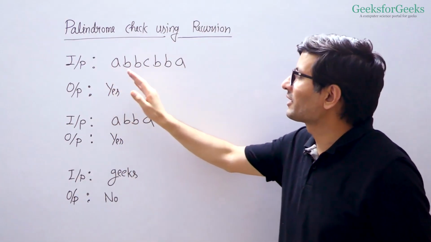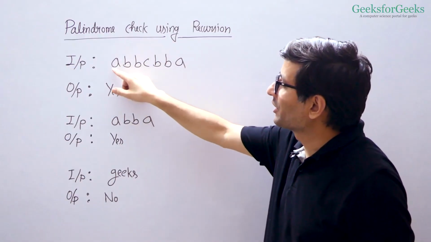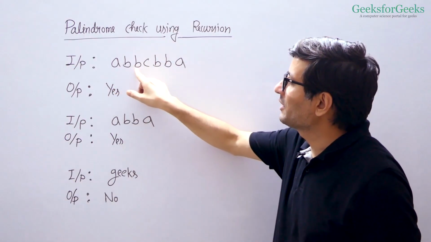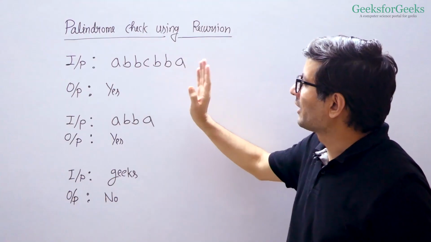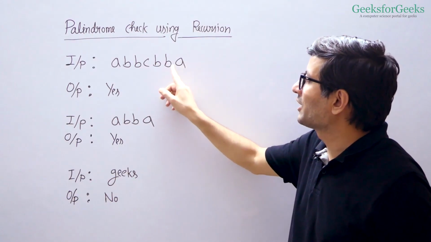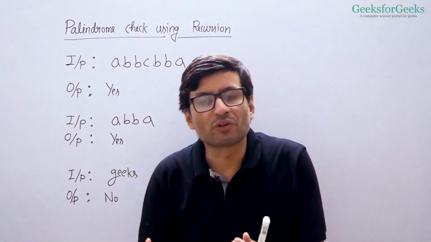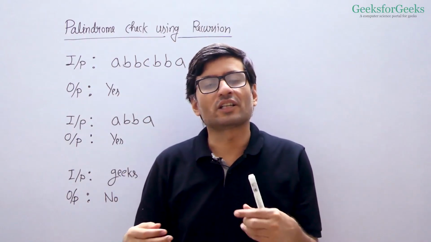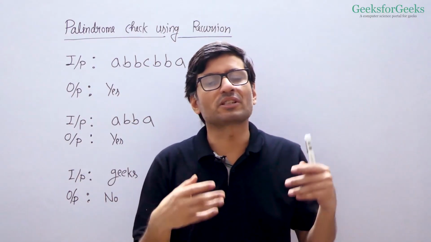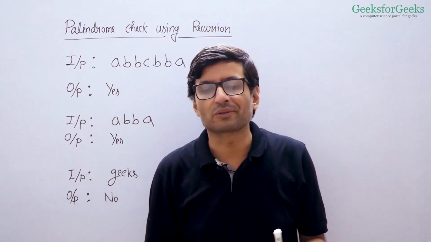For example, this string is a palindrome. If you read it from left to right, it is A, B, B, C, B, B, A. And if you read it from right to left, this is A, B, B, C, B, B, A. Same. Basically, if you reverse a string, and the reverse is the same as the original string, then it is called palindrome.